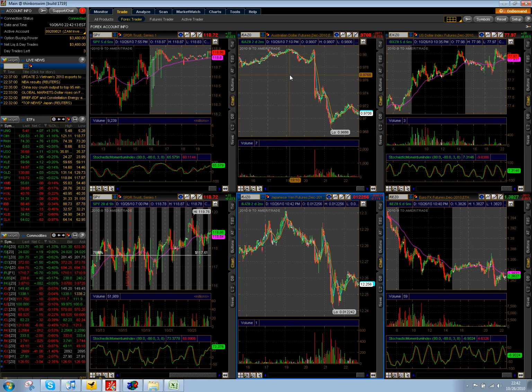I have the Aussie dollar and the Japanese yen just because those two I found are the best that kind of correlate with the price action of crude. And those are both on the 2-minute. And then the other two that I have over here are the dollar futures and the euro futures. Both of those are on the 5-minute.